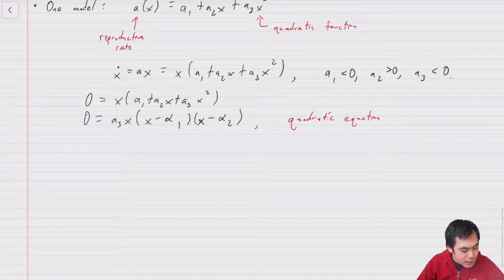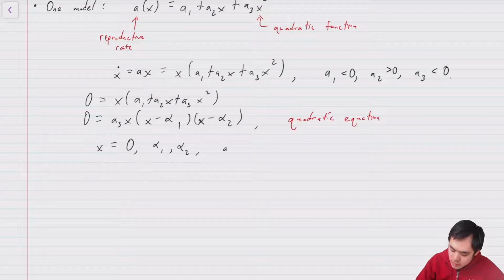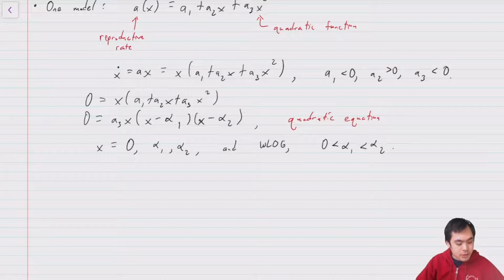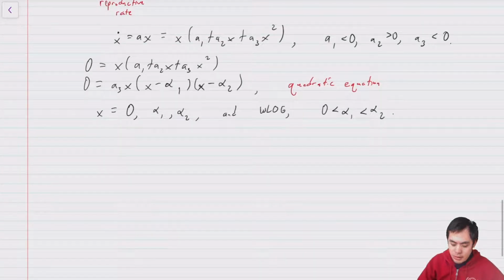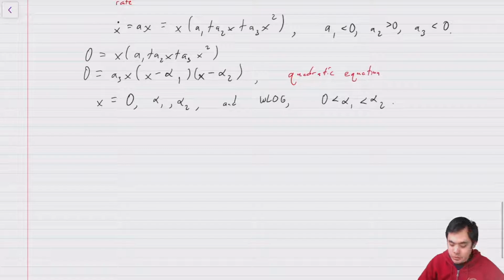Okay, so then we have these, and let's go ahead and order these. So x is equal to 0, alpha 1, and alpha 2. And without loss of generality, we're going to say that 0 is less than alpha 1 is less than alpha 2. So the system has 3 different equilibria. And, well, what are these? When are these stable and when are these unstable?